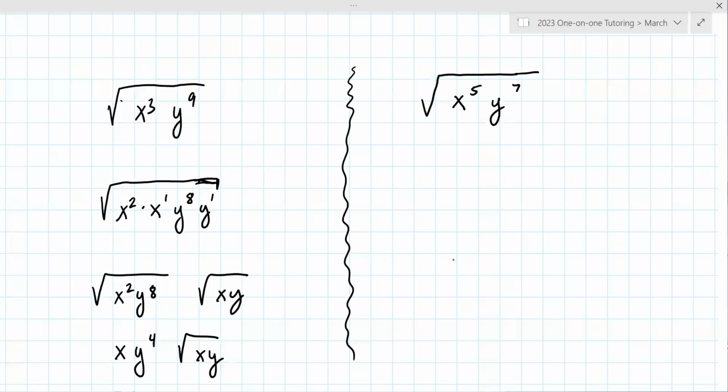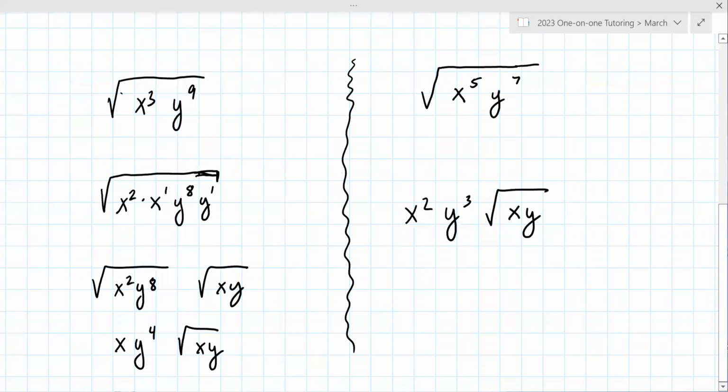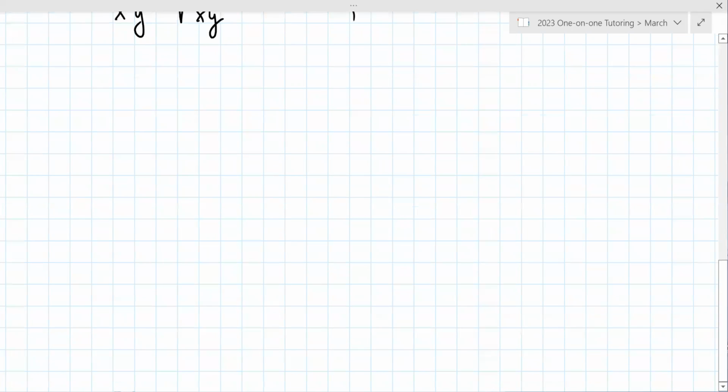Got x squared y cubed times the square root of xy. Good, very good. Okay, and the same idea applies. Let's do an example. Let's say it's the cube root of x to the 10th, y to the 20th. Now, here's how this same thing applies.